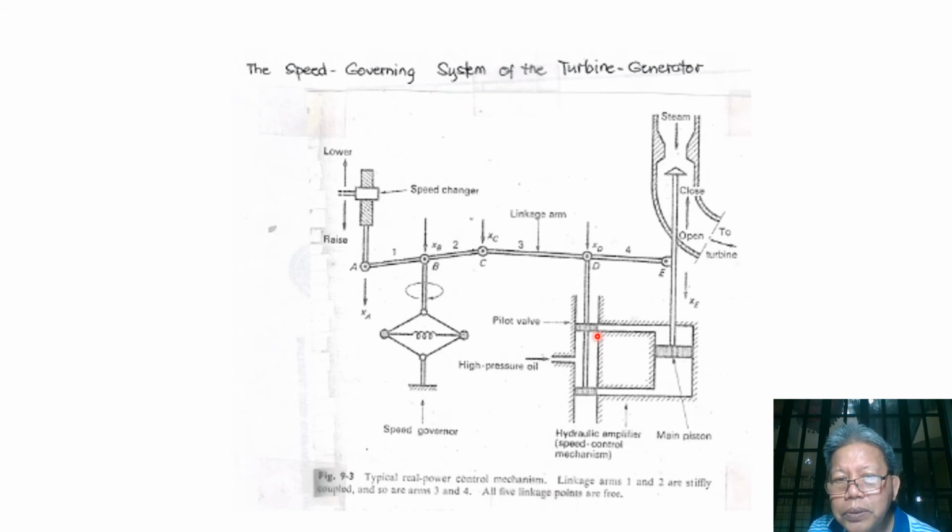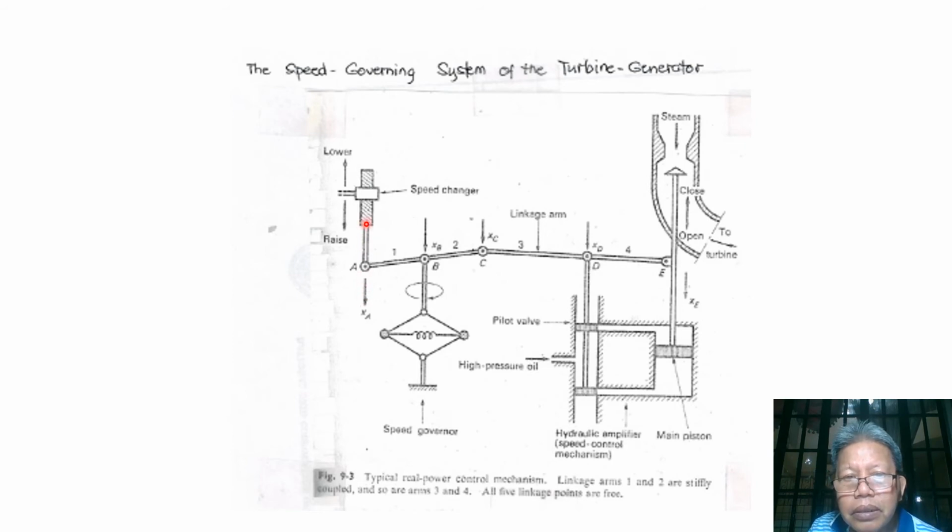Now, actually there are three ways of controlling the opening or closing of the steam valve, by means, of course, of this hydraulic amplifier. The first one is by the use of the speed changer. Now, when the speed changer is brought down, what happens is that this point A will be brought down.